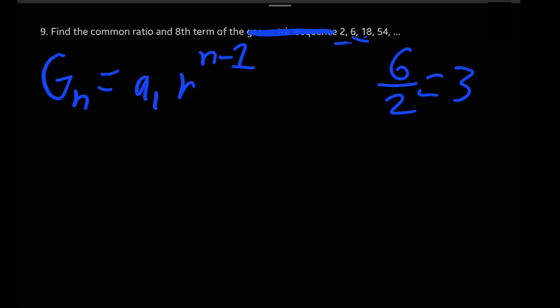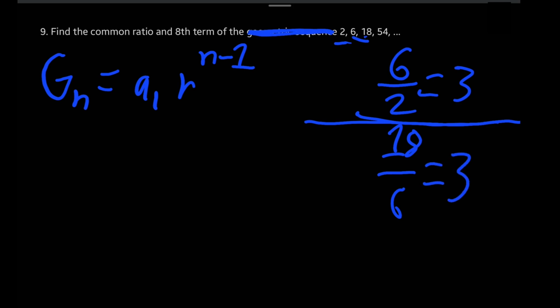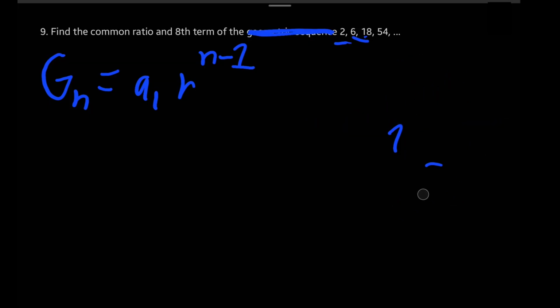Similar to 18 and 6. Sorry, this is just a line, it's not divide. So 18 and 6, when you divide it, you'll still get 3. So this is indeed our common ratio, 3. Our n would be 8, because it is the 8th term, and a sub 1 would be 2. So we'll just plug it in. 2 times the common ratio 3 raised to n minus 1, or 7.